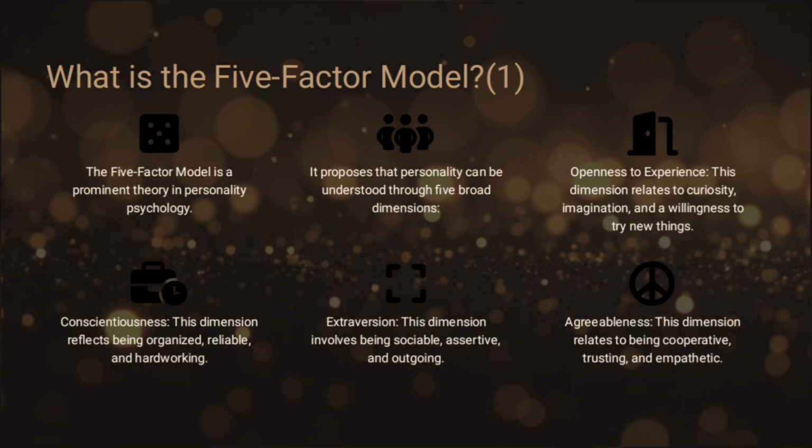The second one is conscientiousness. This dimension reflects being organized, reliable, and hardworking. The third one is extroversion, which involves being sociable, assertive, and outgoing. The fourth one is agreeableness. This dimension relates to being cooperative, trusting, and empathetic.